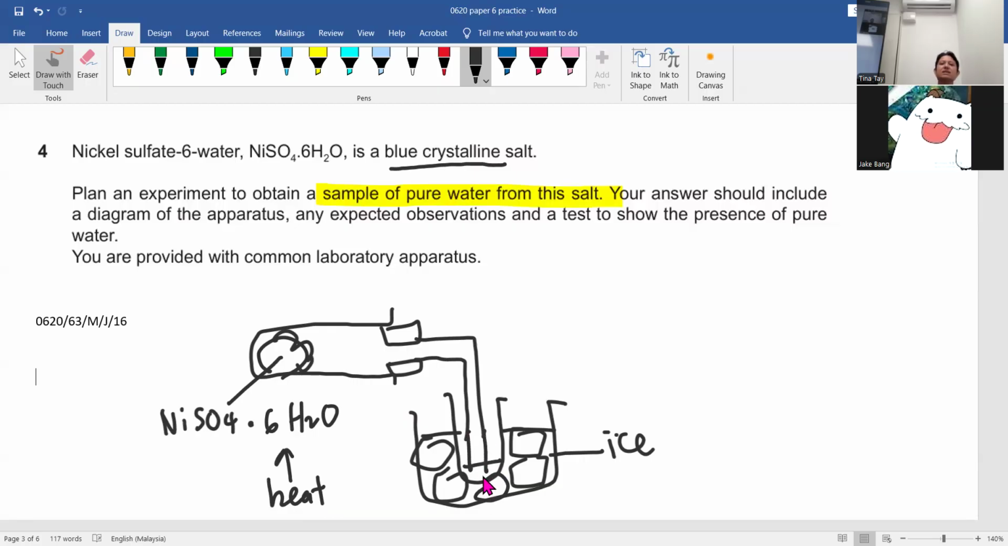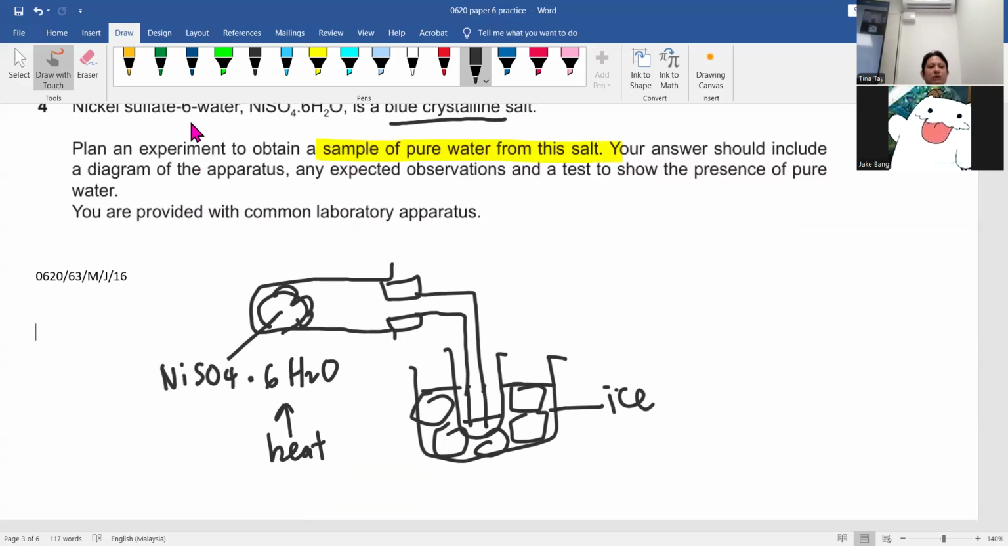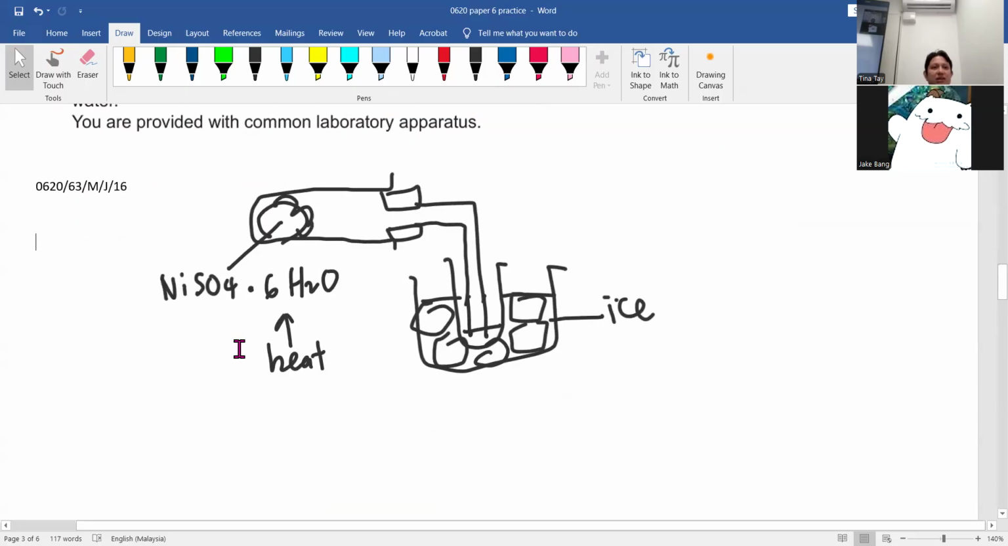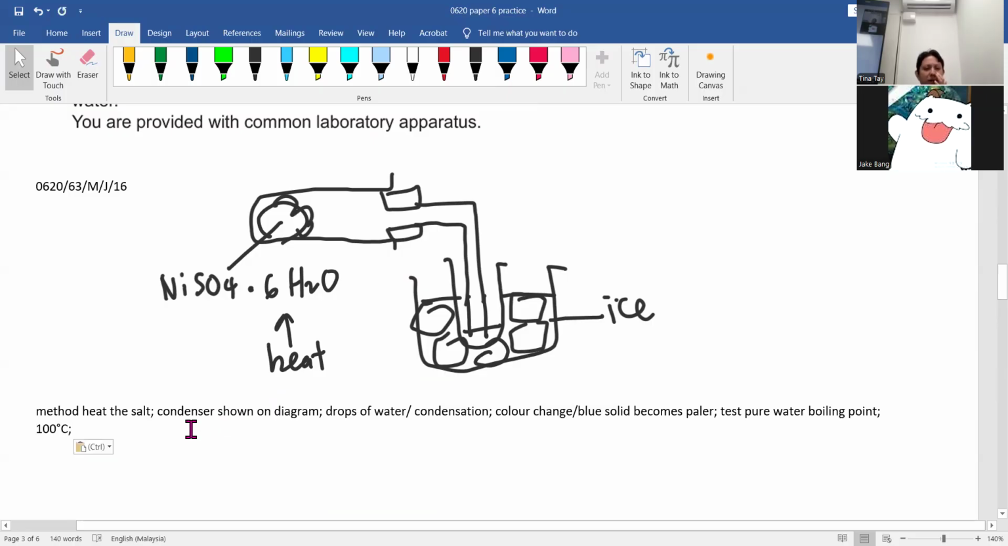Okay, so this is the apparatus that you should draw. Make sense? Have you seen this before? Yeah, we've done this before in paper six. Never seen before? Never seen before. God, they will ask you this kind of question. God. Okay?